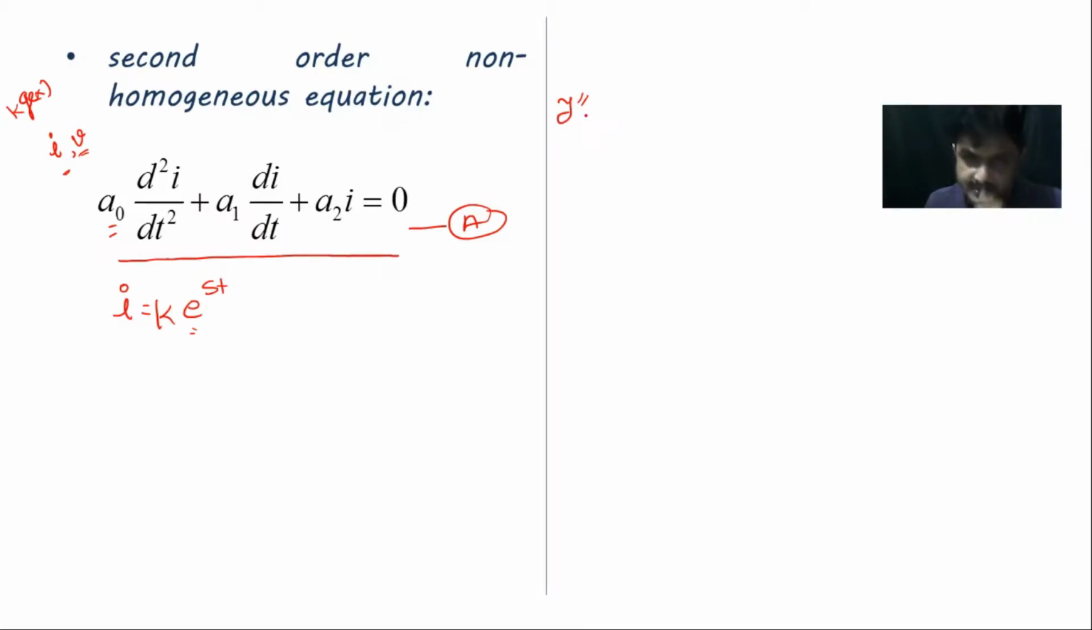This is y double dash, meaning the second differentiation of y. Then let us consider some values: y double dash plus 5y dash plus 6y that is equal to 0. Let us say this is my second order differential equation and I want to satisfy this equation with values of y which are actually non-zero, right?